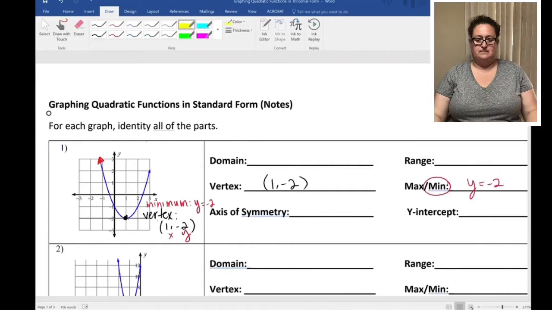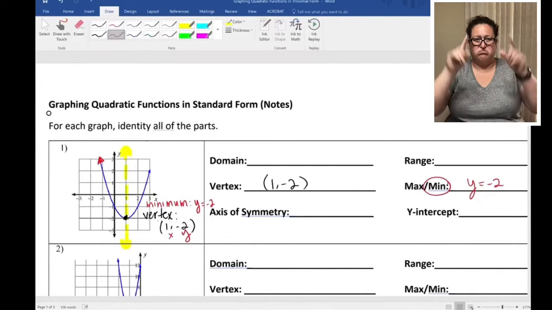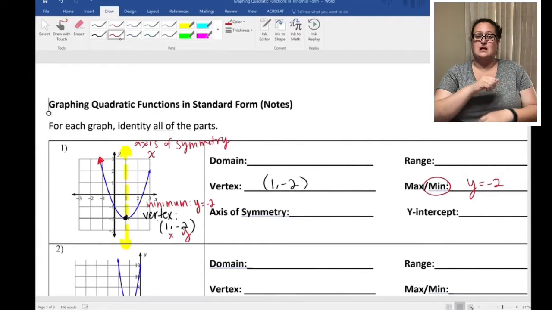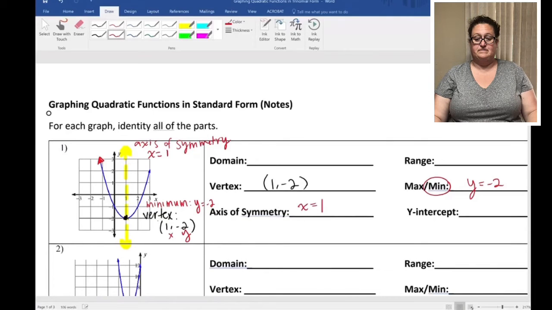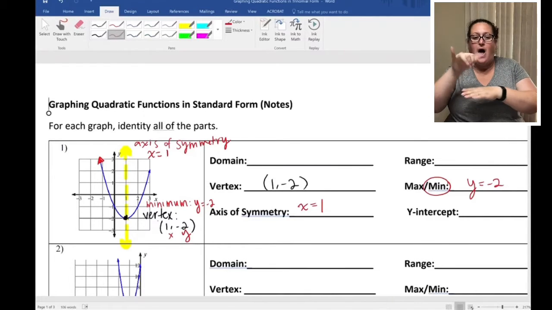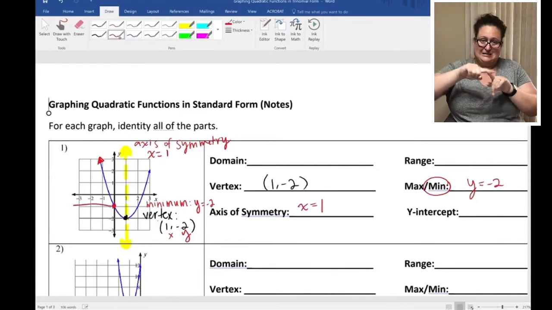Our axis of symmetry is the line that's going to cut our parabola in half. Our axis of symmetry is at x equals 1. Our y-intercept is where the graph crosses the y-axis, and our y-intercept is at -1.